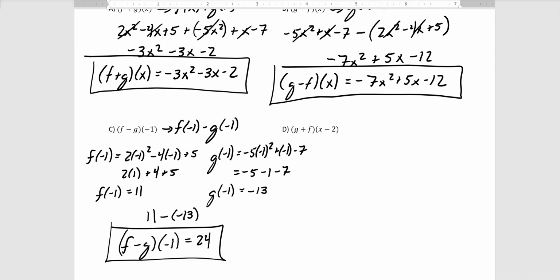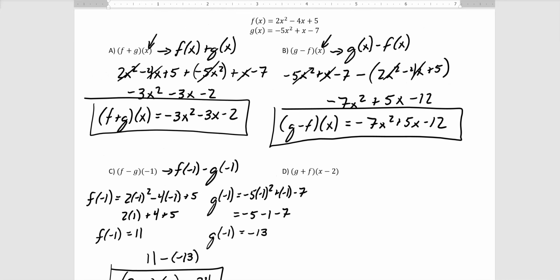So instead of just a number now, we're back to having an expression. So g plus f with the input of x minus 2. So I'm going to kind of be clever about this here. If I look up here, I know f plus g of x equals negative 3x squared minus 3x minus 2. I know addition doesn't matter which way I do it, right? g plus f is the same as f plus g. So I know that f plus g of x equals negative 3x squared minus 3x minus 2. Well, then let's figure out what this is with the input of x minus 2.